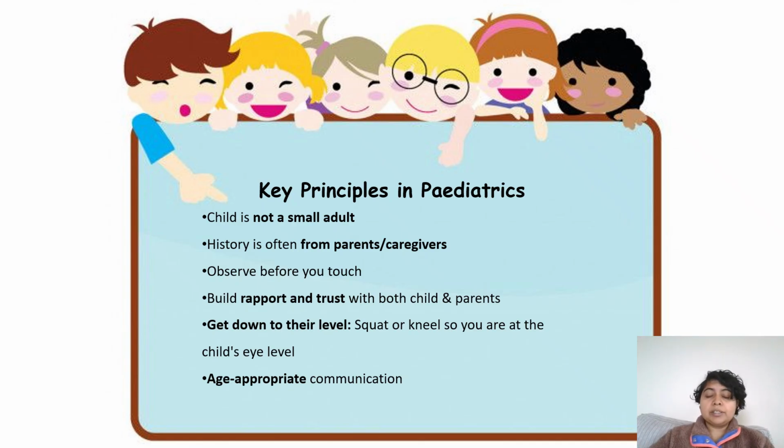Also, as I said earlier, build rapport and trust, not just with parents but with the child as well. The best way to do this is getting down to their level, either squat or kneel or try to sit, and be at the child's eye level, which makes them feel better and more confident in you. Also use age appropriate communication, and make all the instructions very easy for them to understand. That itself brings down a lot of anxiety, and making them more comfortable would again make the whole process of examination and history taking easier.